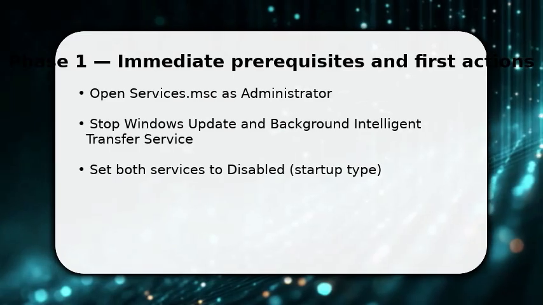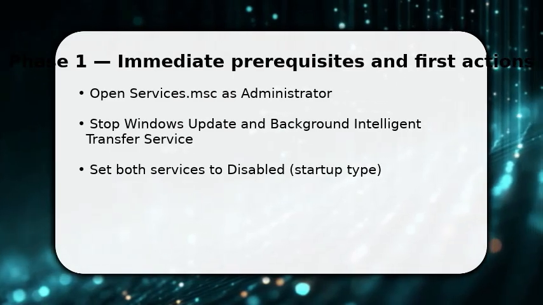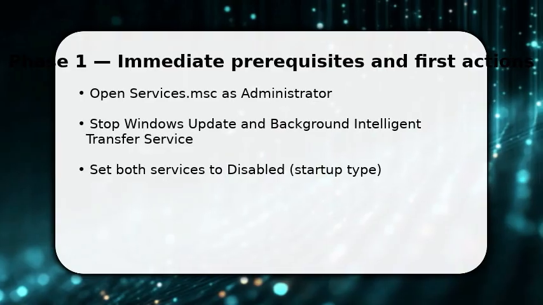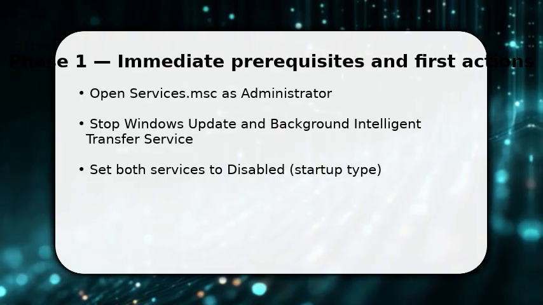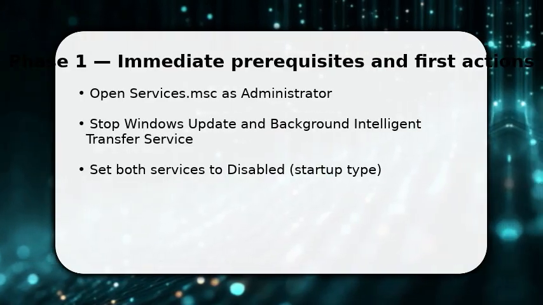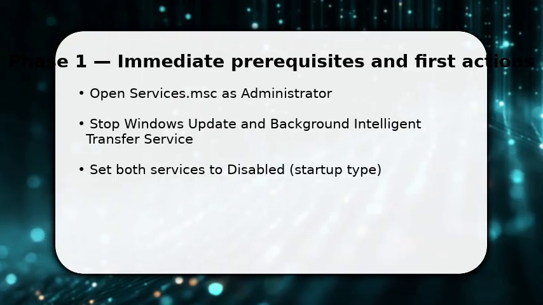Enjoy the video. You start by opening services.msc as administrator and locating Windows Update and Background Intelligent Transfer Service. Right-click, then stop each service now. This halts active update tasks.